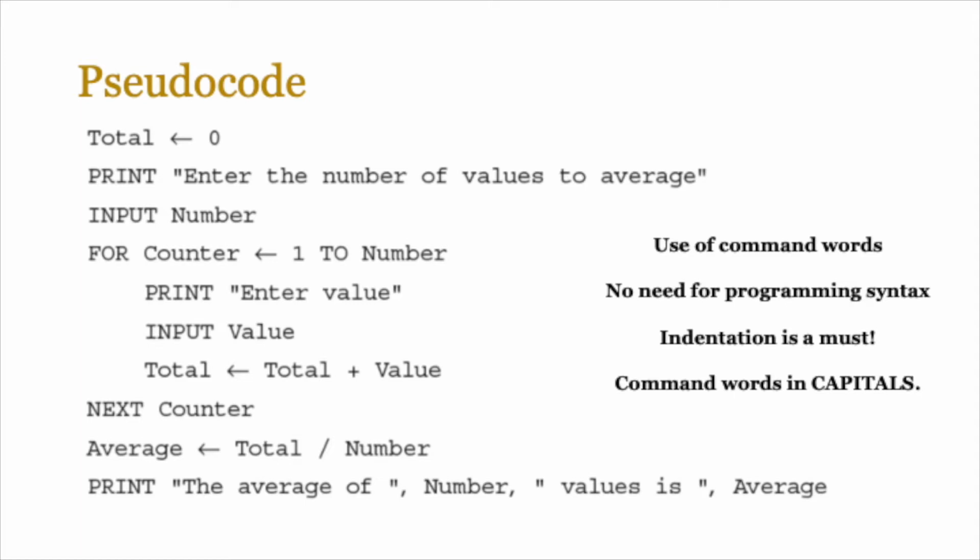Another aspect is to make sure that the command words like input, print, for, next, these are in capitals, so they stand out, and that makes it easier for perhaps the programmer to code in whatever programming language they choose and directly choose a relevant command word to that capital word. So more on pseudocode a bit later.